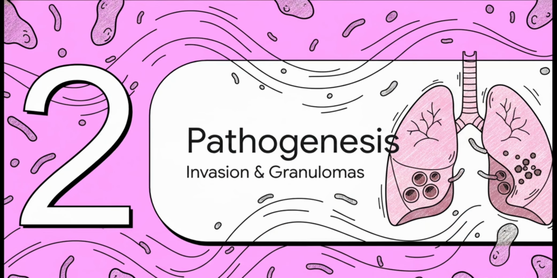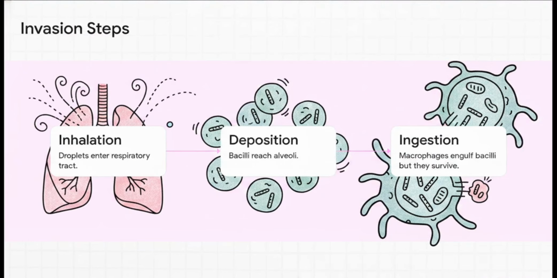Moving right along to Section 2, pathogenesis. Let's look at the invasion and the formation of granulomas. So how does this airborne invader actually stage an attack after someone coughs or sneezes? It goes down in 3 distinct steps. Step 1, you inhale those suspended droplets. Step 2, they bypass your upper airway defenses and deposit right deep into the tiny air sacs of your lungs, the alveoli. Step 3, your alveolar macrophages, your lungs' frontline patrol cars, arrive and ingest the bacilli to destroy them.